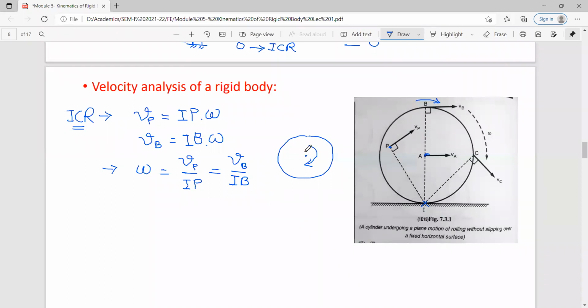Yes. So in that case, you can say that here is the ICR, the instantaneous center of rotation. If the cylinder is rotating only about this point continuously, there is no need to say instantaneous. You call it the center of rotation.